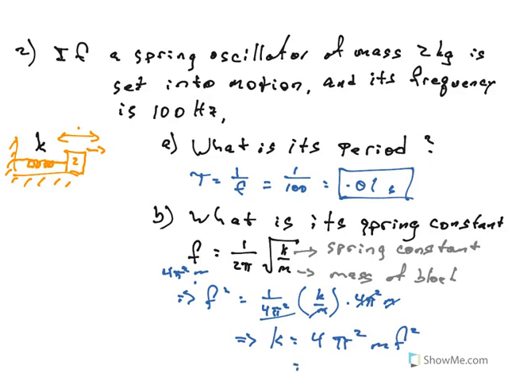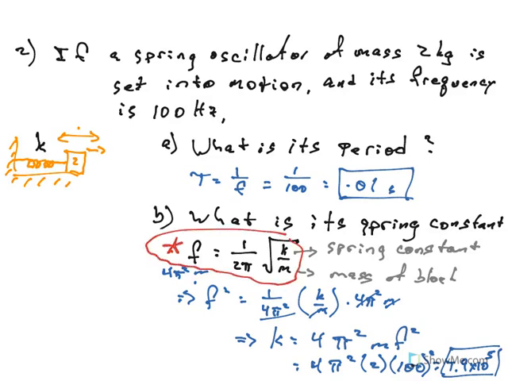And now all I have to do is plug my numbers in. 4 pi squared, the mass of the spring oscillator was 2 kilograms, the frequency was said to be 100 squared. Plugging these numbers in, we get 7.9 times 10 to the 5. A very stiff spring.